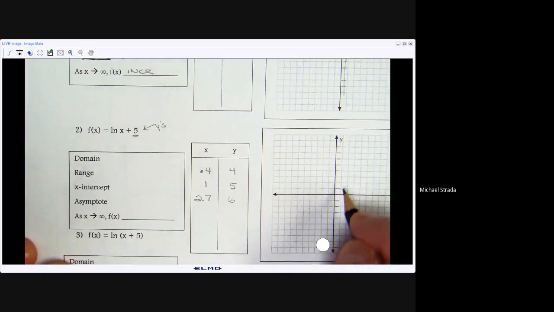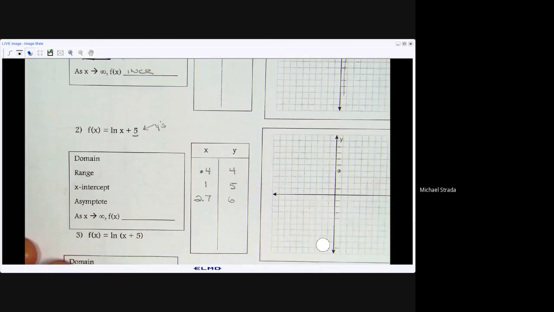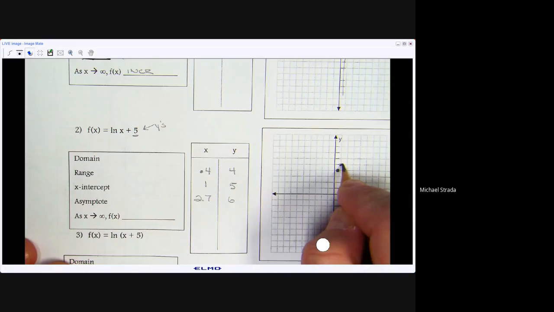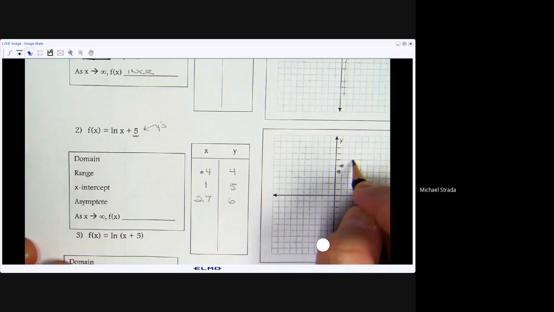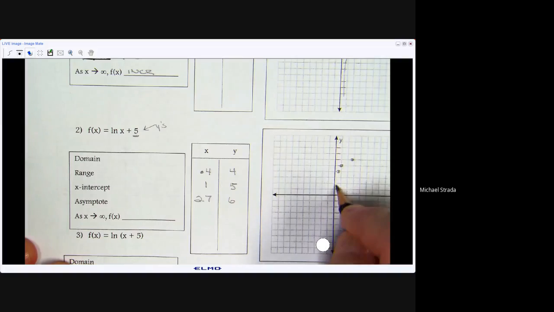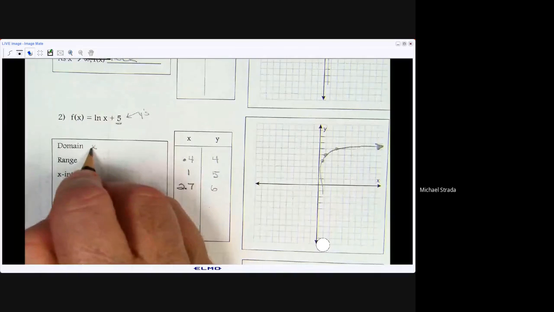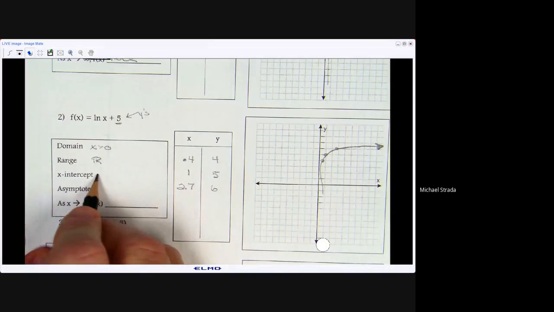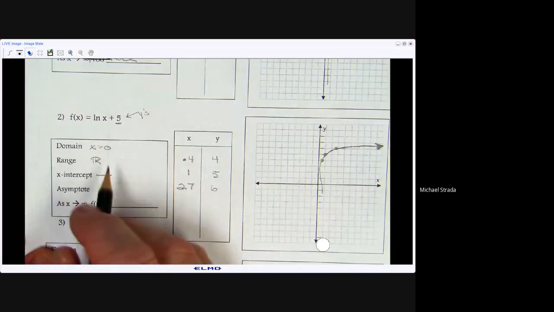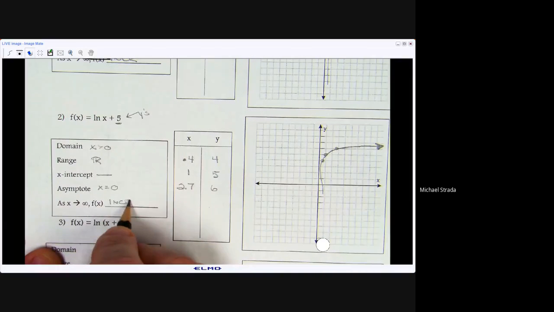So 0.4 and 4. About up there. 1 and 5. About there. 2.7 and 6. About there. Other than that, the graph remains the same. So since there were no parentheses, x is greater than 0. The range is all real numbers. The x-intercept, omit the asymptote, just replace the inequality with 0. And since it's still going up, it is increasing.